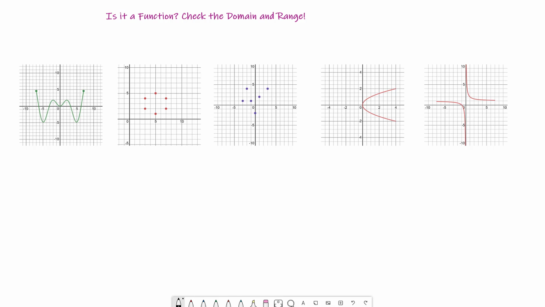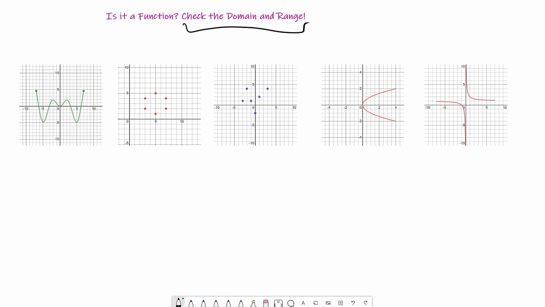We're going to be talking again about functions, asking the question, is it a function? And in order to answer that question, we will always have to look at the domain and range of our function. So if you haven't seen the previous videos on functions, you can check out that playlist. And we will get started right here.